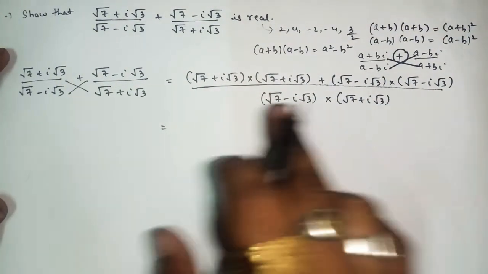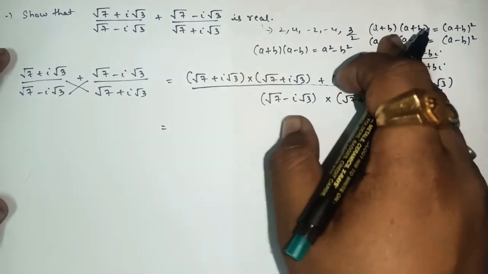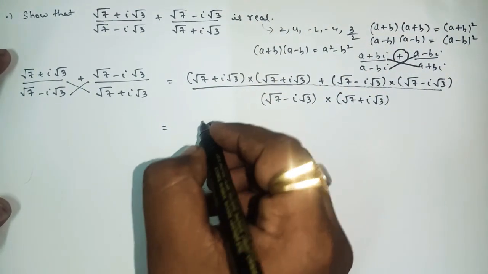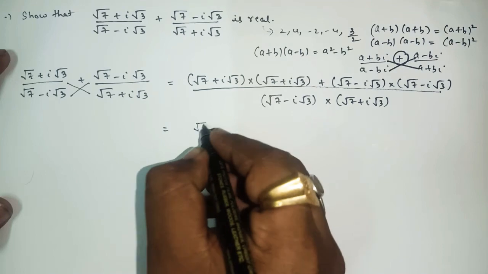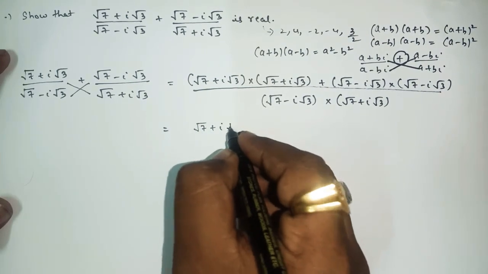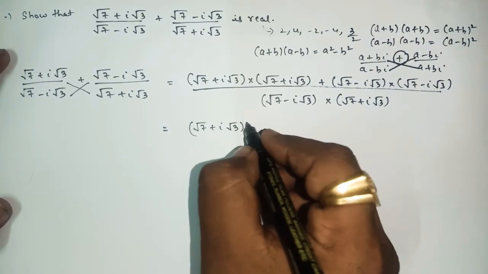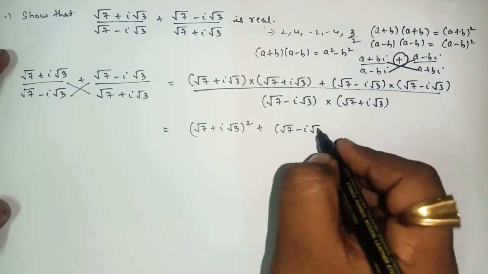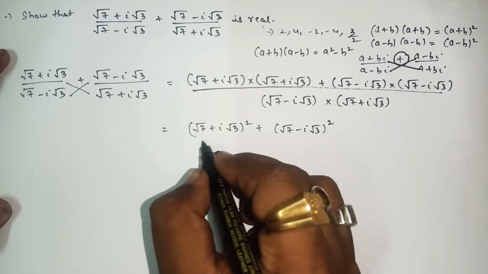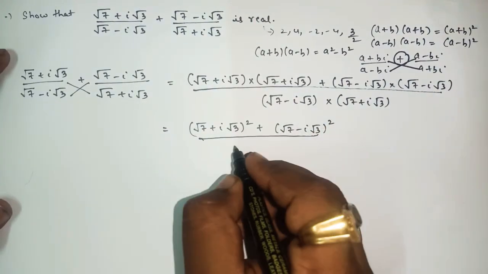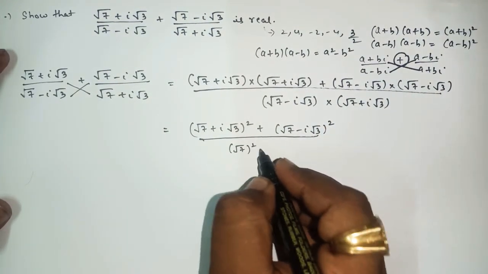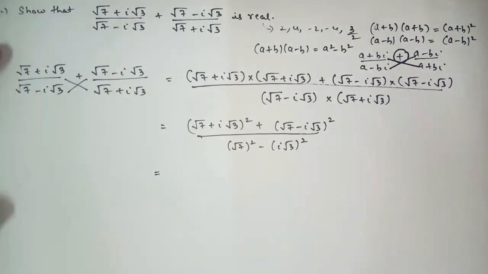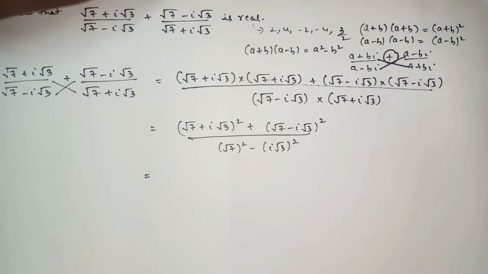As I explained, there are two different methods: bracket expand, or we can write this section as a plus b the whole square. So we can write it as root 7 plus i root 3 the whole square. This we can write as root 7 minus i root 3 the whole square, and this we can write as a square minus b square. Yes or no? Okay, so now here we can apply the formula.